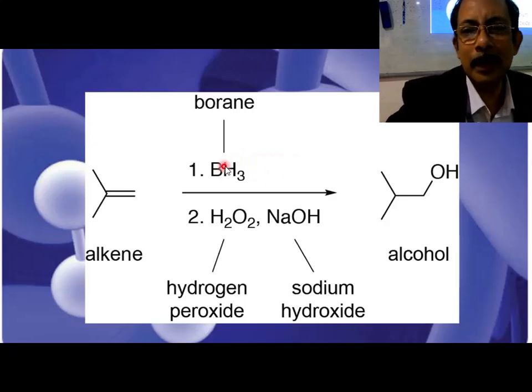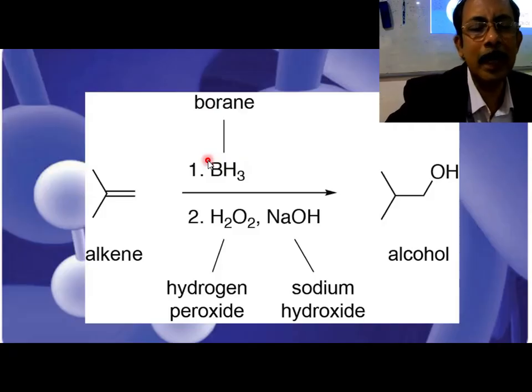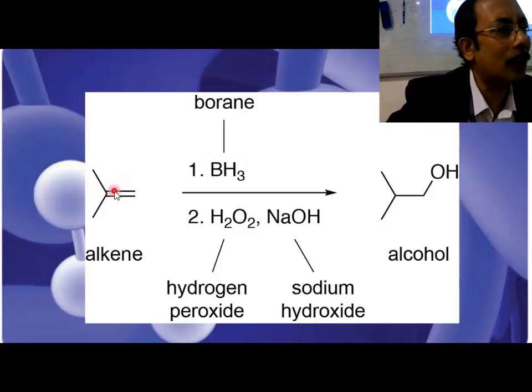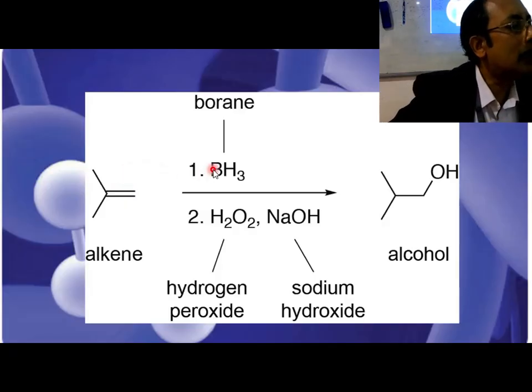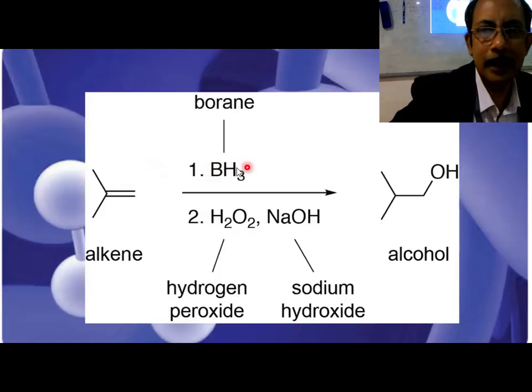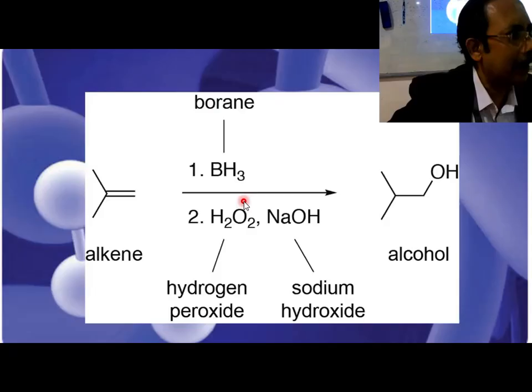Anyway, so this B2H6 is an electron deficient molecule which can take up electrons. Like here there is a double bond, meaning pi electrons. Pi electrons can be donated to the vacant orbital of boron. Why? Because boron has 3 bonds here, 3 hydrogens, 3 bonds. So how many total electrons surround boron? Sextet, 6 electrons. So it is called a sextet.